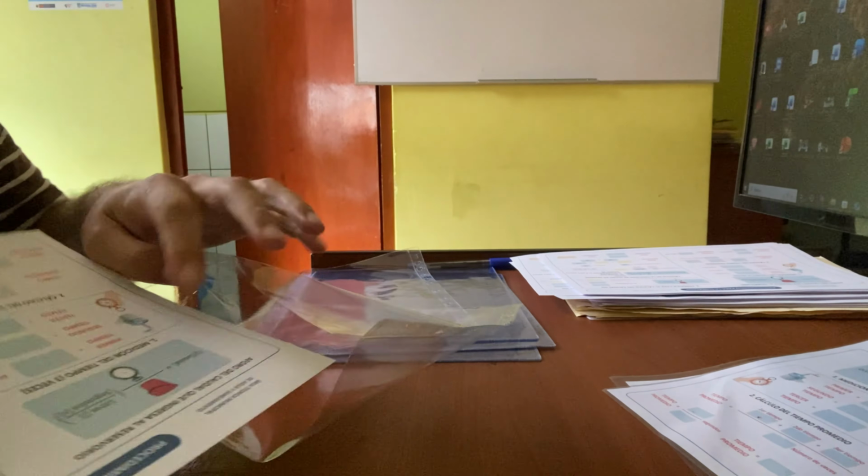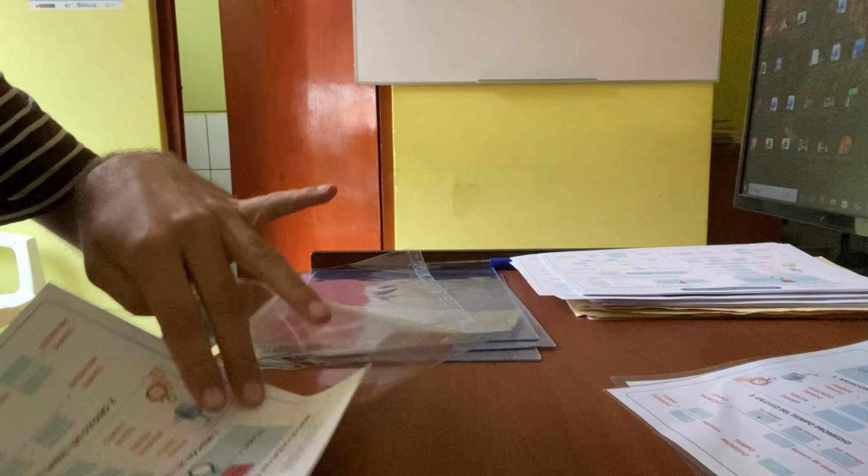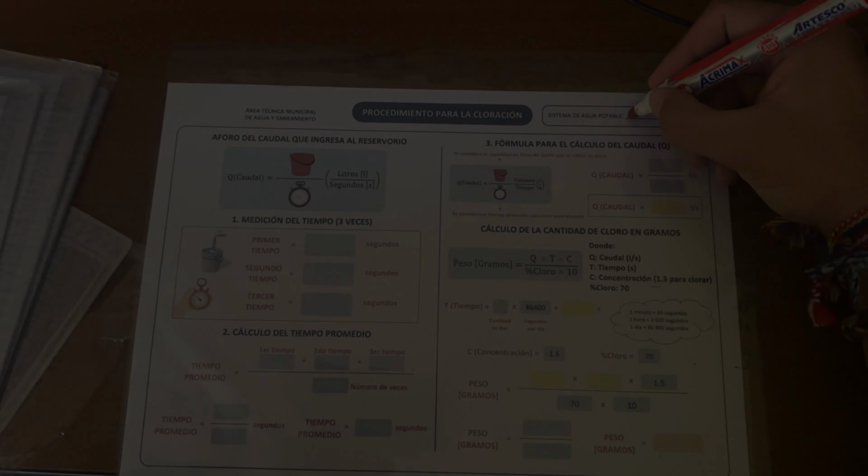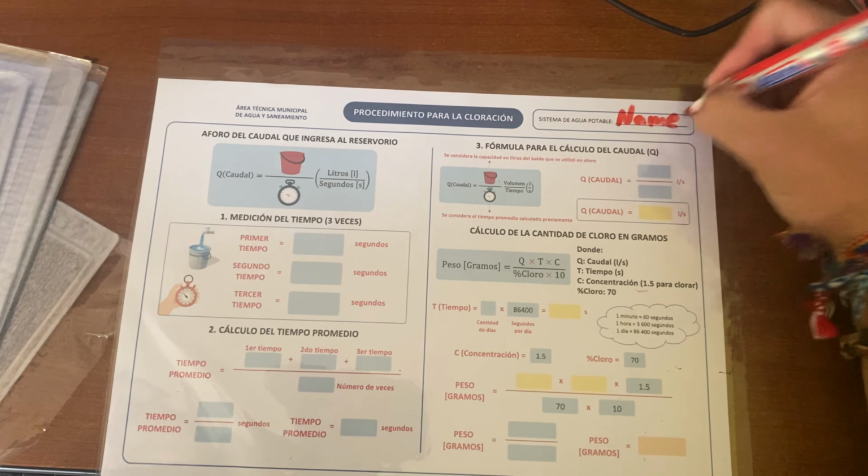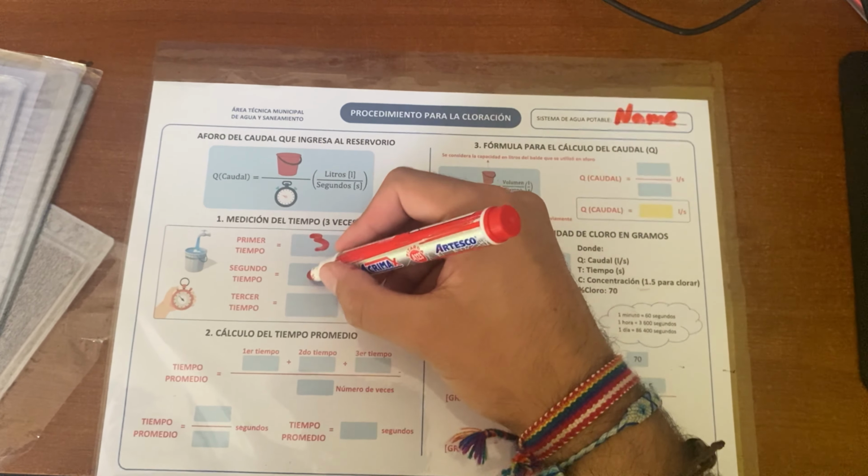These sheets were provided to me by another volunteer, which were made by the ATM they were working with, so as to make these calculations easier to understand. To calculate how much chlorine to use, you first need to calculate the flow rate of the reservoir by measuring how long it takes to fill up a bucket. Do this 3 times and take the average time. For this case, let's say the flow rate is 1 liter per second.